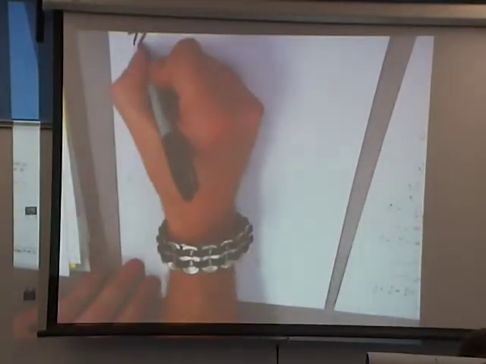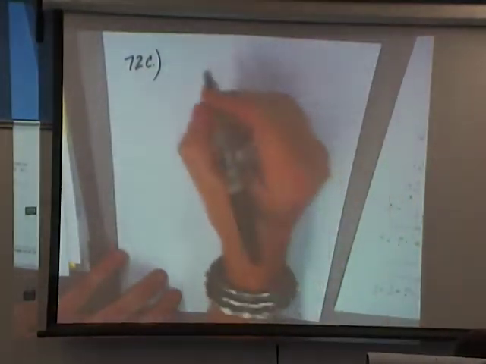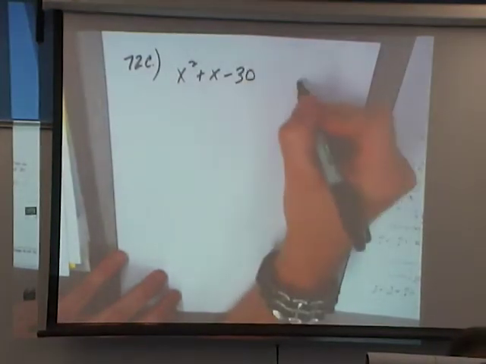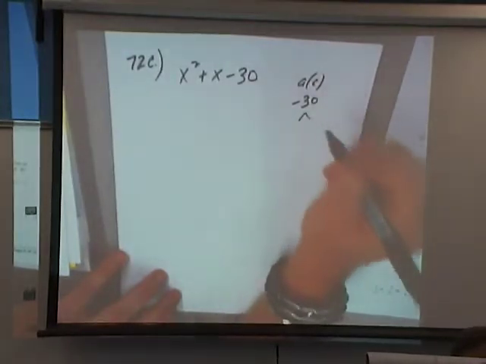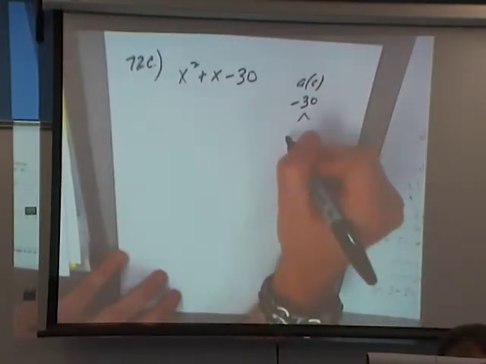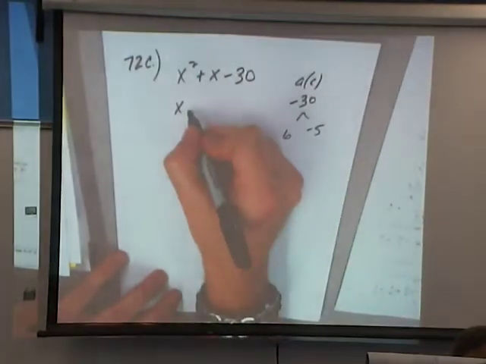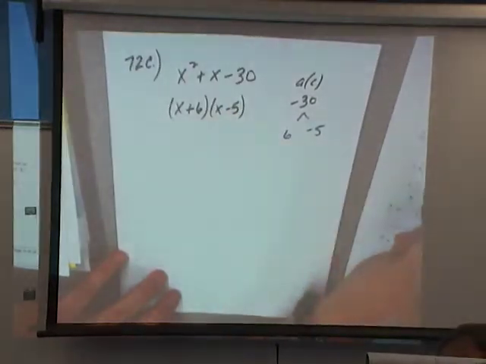72C. X squared plus x minus 30. A times C is negative 30. Two numbers, negative 6 and a negative 5. So x plus 6, x minus 5.